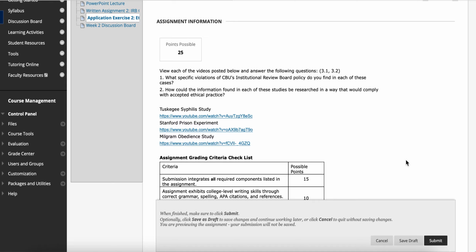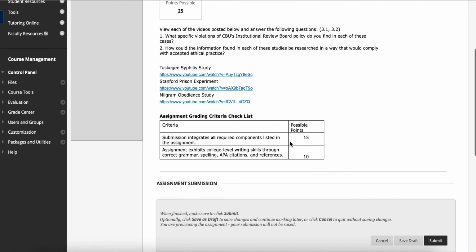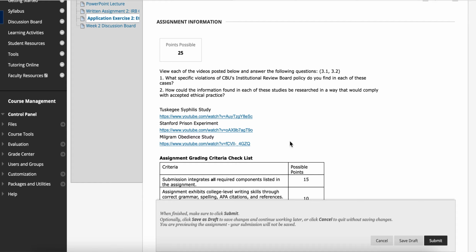So 25 points possible for answering all the required components accurately. Use some college level writing through correct grammar, spelling, and APA citations. So 25 points there as well. And once again, Sunday, 11:59.